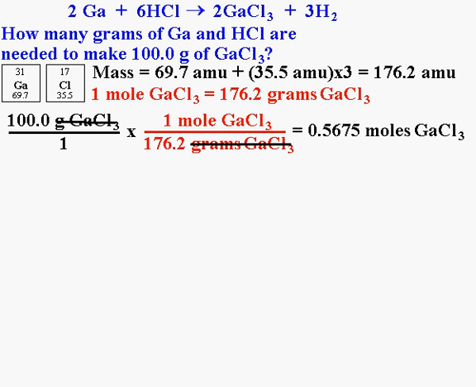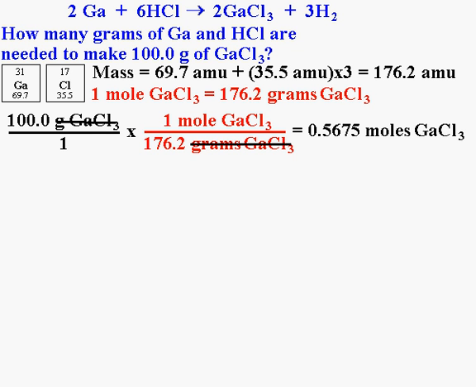0.5675 moles of GaCl3. Now remember why I had to do this. I'm trying to figure out how many grams of each reactant I need. But the chemical equation doesn't tell us anything in terms of grams. It only tells us something in terms of moles. I now know that I'm working with 0.5675 moles of GaCl3. That will allow me to relate to moles of Ga and moles of HCl. And that will help me solve the problem.